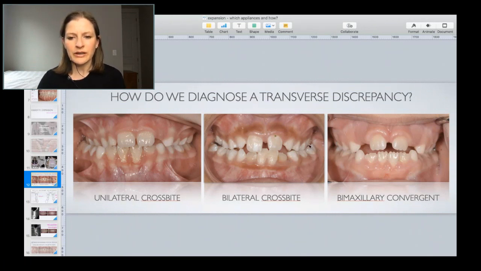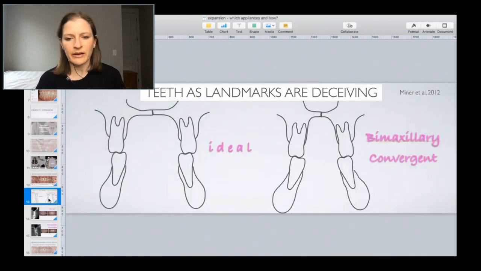So what I want us all to look at is not where the teeth are, but where the bone is. So if we watch the mucogingival junction here, we get a better appreciation for how narrow this is. So if we look, this is this idea of bimaxillary convergence. So notice we have the ideal here. We have teeth in the bone and the palatal cusps rest in the central fossa top and bottom. If we have this bimaxillary convergence, you see that we have this narrowing of the arches in the absence of a crossbite. And that's the tricky one. And so we'll talk about how we diagnose this.